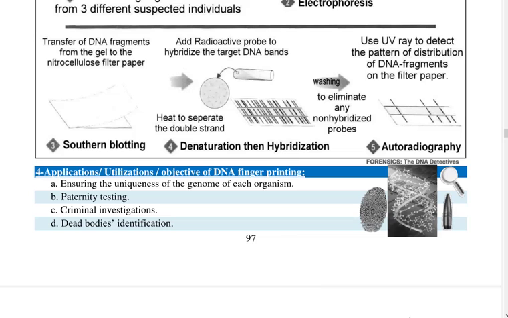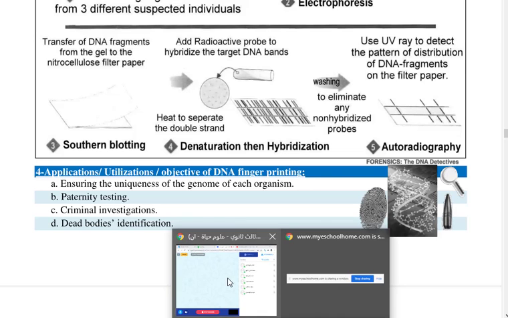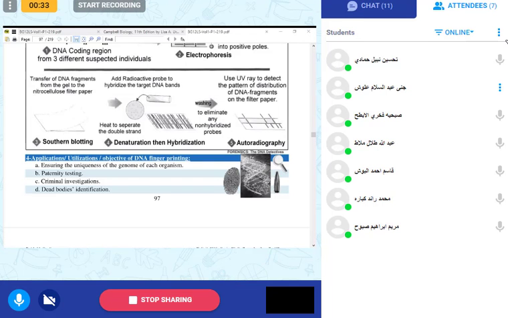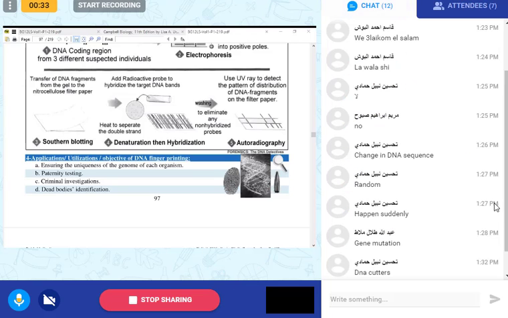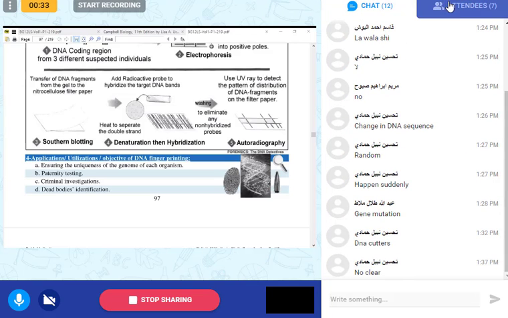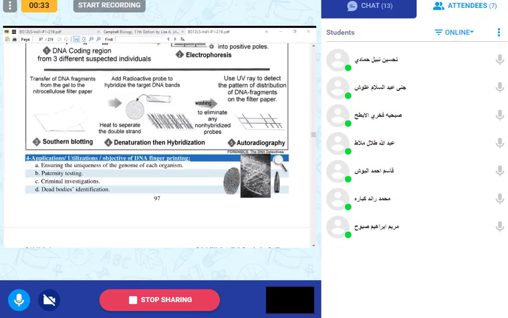Okay, any question about this part? Any question about this part? Let me see. Okay, Tahsin said it's clear.